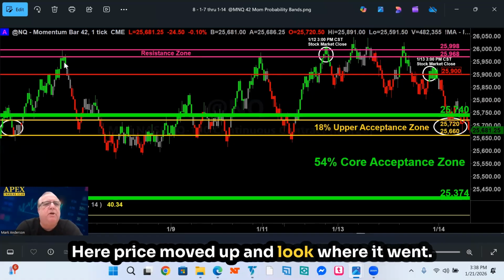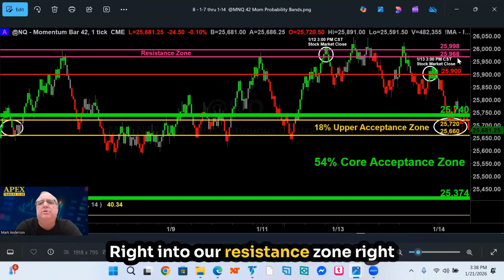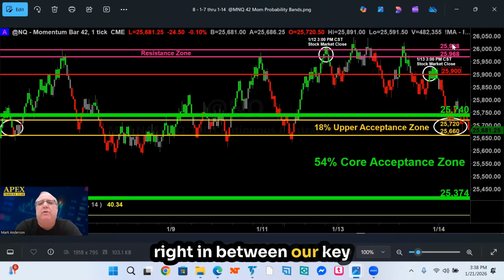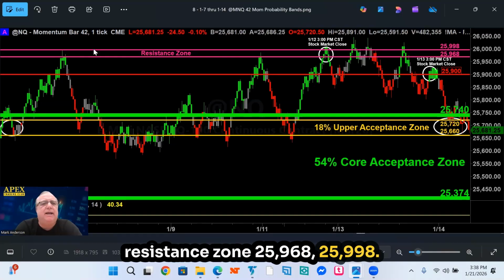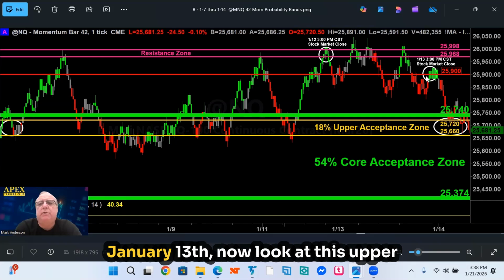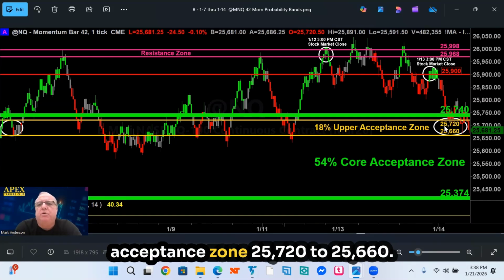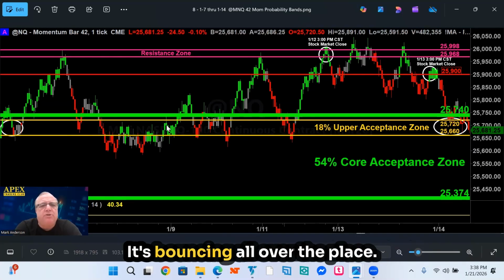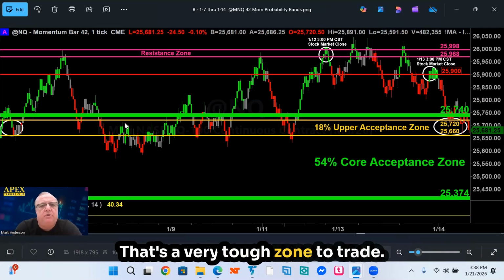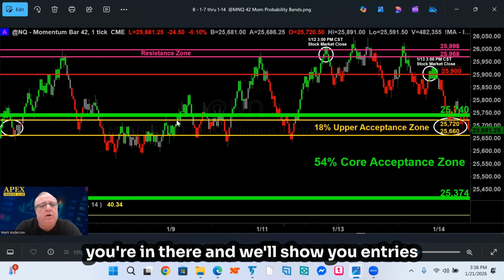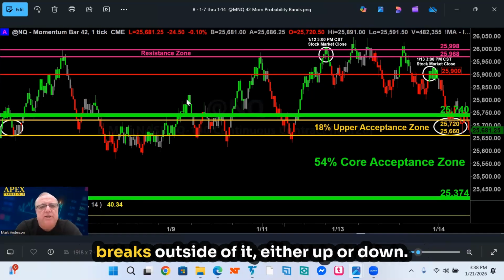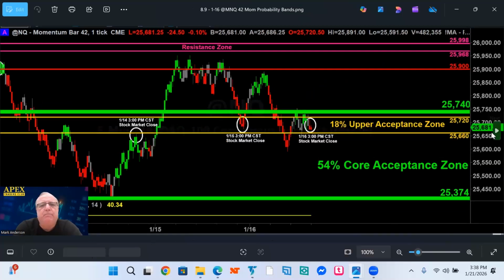So here, price moved up, and look where it went. Right into our resistance zone, right in the middle of the 25,900 band, right in between our key resistance zone, 968, 998. That's where the market closed, January 12th, January 13th. Now look at this upper acceptance zone, 25,720 to 660. Look how price wanted to gravitate within that zone. Didn't know which way to go. It's bouncing all over the place. That's a very tough zone to trade. So if you're in that zone, you need to be aware you're in there, and we'll show you entries on how to safely take trades once the price breaks outside of it, either up or down.